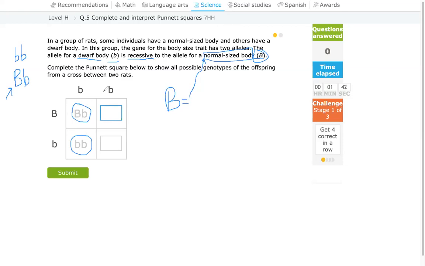If we multiply this b and this B, what do we get? Uppercase B, lowercase b. And then if we multiply these 2 b's together, we get 2 lowercase homozygous b's. All right. With that being said, before we go any further, how many animals are going to have normal sized bodies? You can put that answer in the chat box. Out of 4, this is a ratio, out of 4, how many will have normal sized bodies?